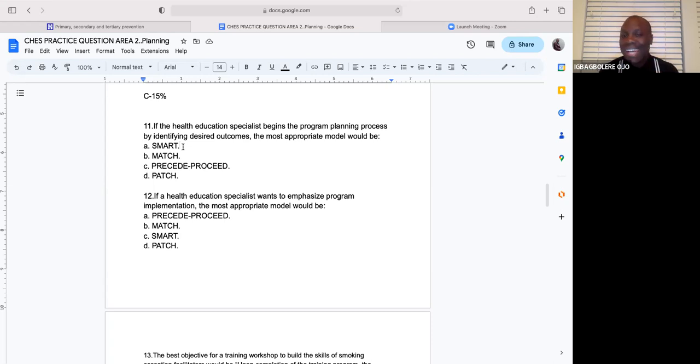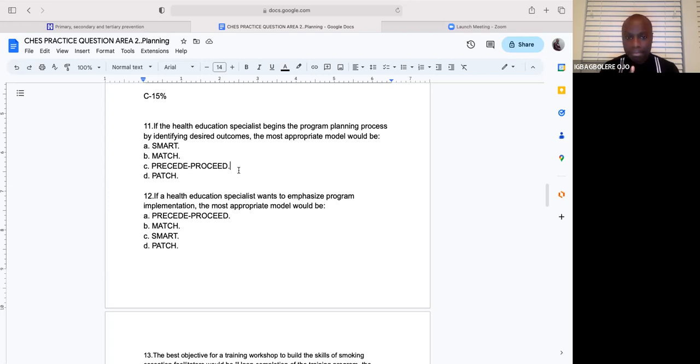And another important part of the question, identifying desired outcomes. All right? Out of all of these, the last three models, the one that really begins with identifying the desired outcome is the Precede and Proceed model. In fact, I believe that is the first step out of the Precede and Proceed model, okay?